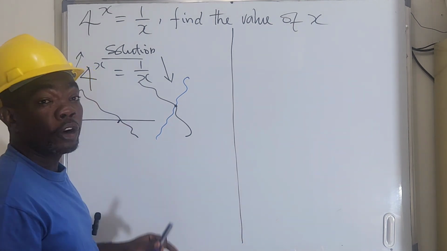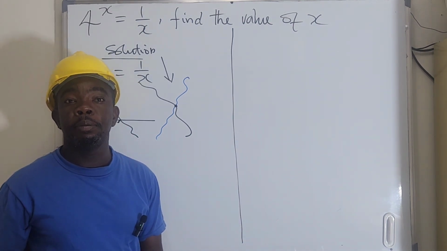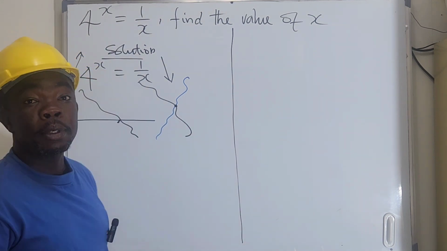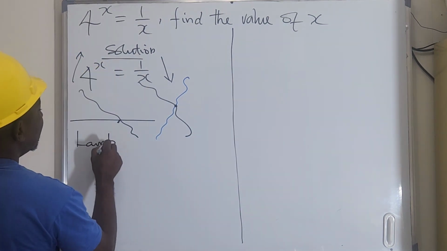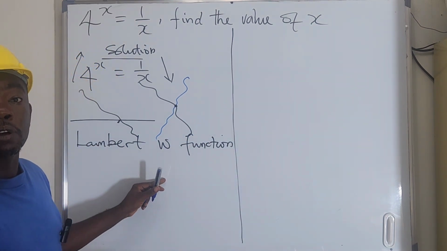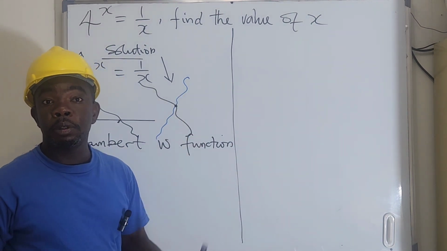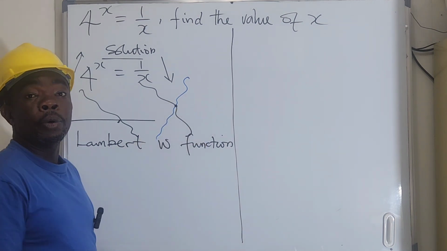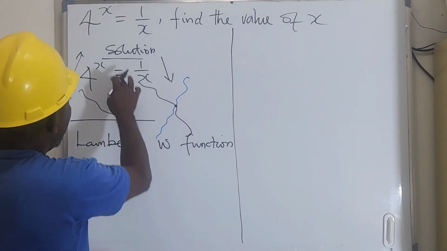But here, we are not going to use a graph to solve this problem. We are going to use a special function called the Lambert W function. This is the function that we are going to use to solve this problem. But before we go into that, we are going to see how we can break this one down.